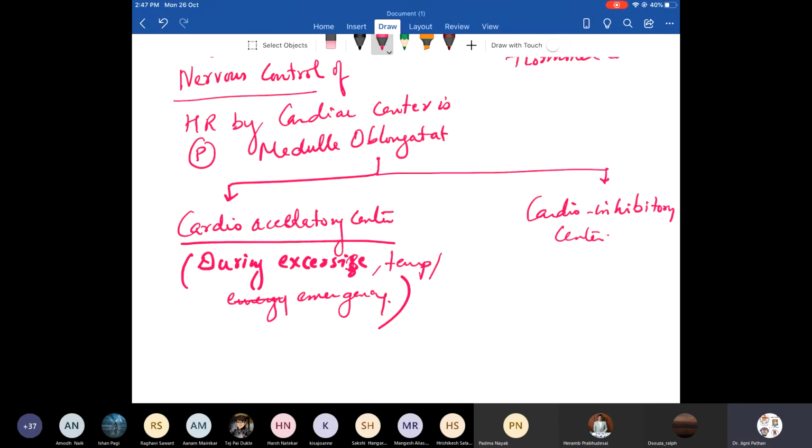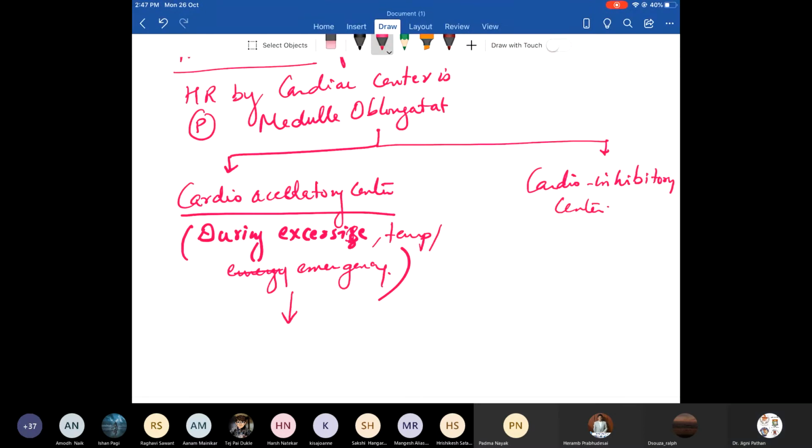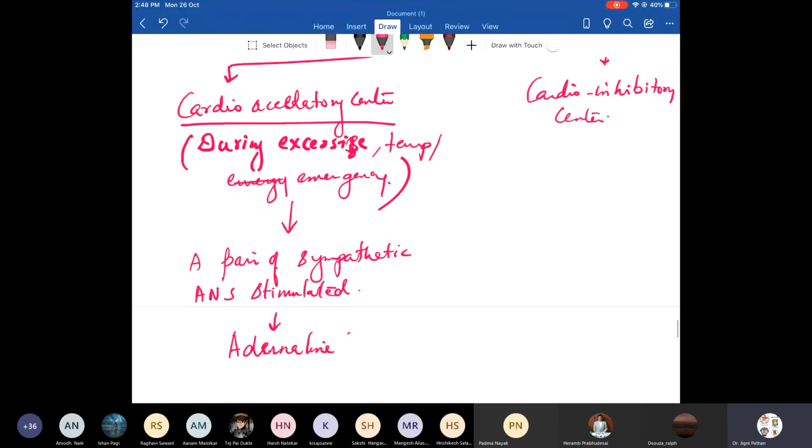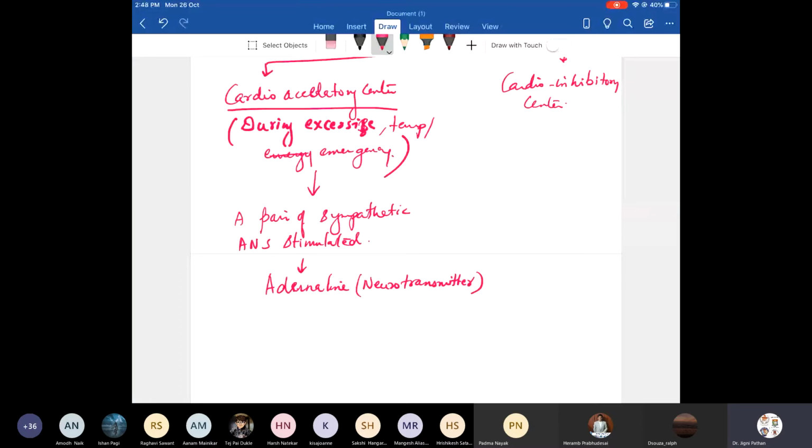Then when there's an emergency, the sympathetic autonomic nervous system gets stimulated, and this is acted on by a neurotransmitter called adrenaline, which is a neurotransmitter. So whenever there is exercise, or acceleration of the cardio center, who takes part? The sympathetic nervous system takes part. Which is that neurotransmitter? Adrenaline is the neurotransmitter.